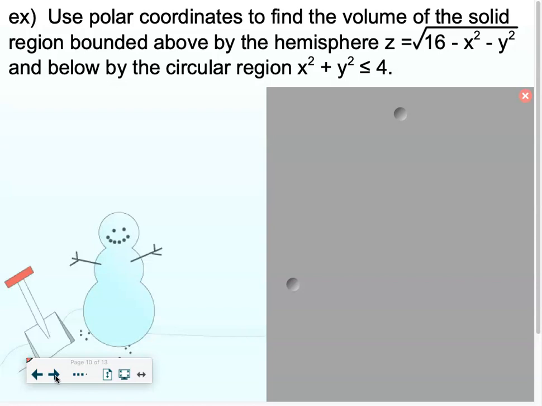Way easier. In rectangular, wouldn't it be like 0 to 2? Yeah, but then you've got your functions. You'd have to do the square root of 4 minus x squared, positive and negative. That's ugly, right? Where here, you just have your r going 0 to 2. Much easier in polar. And your theta to just go around the circle is just 0 to 2 pi.